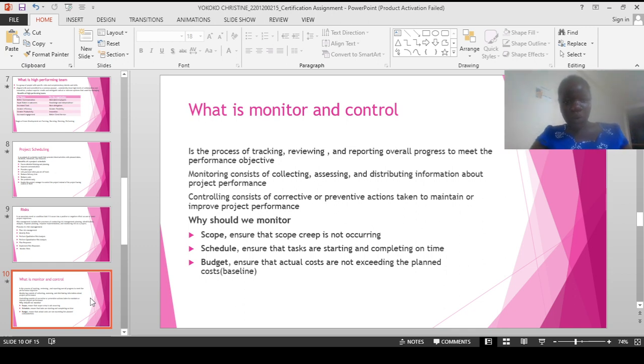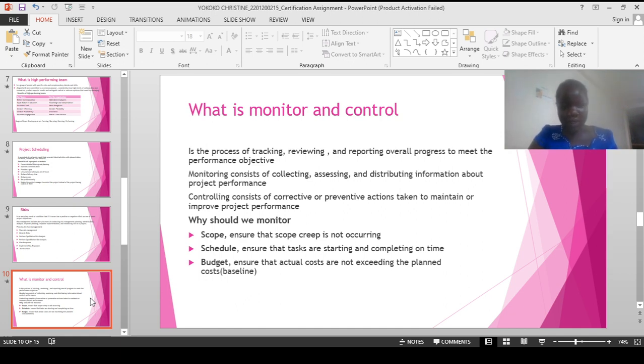And then we can look at what is monitor and control. Why is it important in a project that you monitor it and you control it? We can have a look at that. Now when we talk about monitor and control, we're looking at the process of tracking, reviewing, and reporting overall progress to meet the performance objective. Monitoring can consist of collecting, assessing, and distributing information about project performance. Controlling consists of corrective or preventive actions taken to maintain or improve project performance.